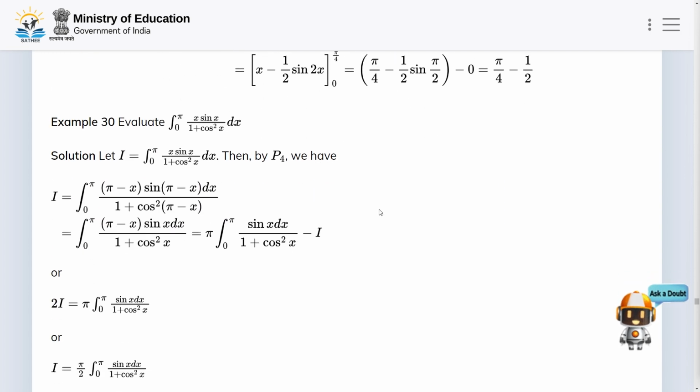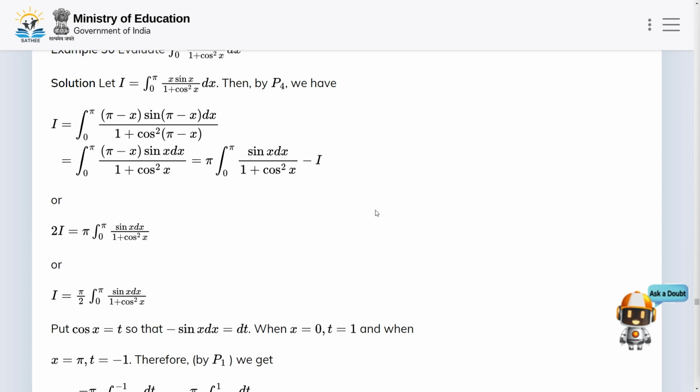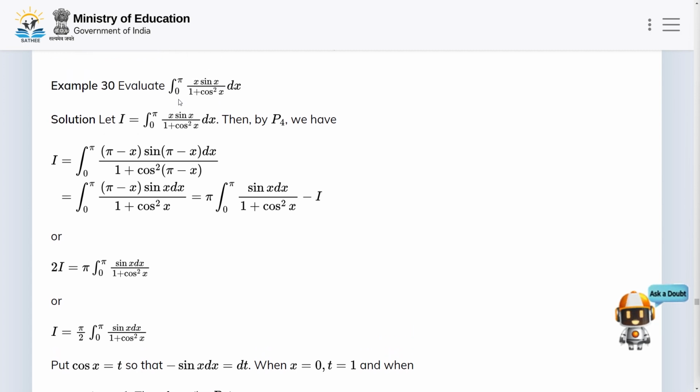Okay, clear. Now problem example 30. Evaluate the definite integral from 0 to pi of x sin x dx divided by 1 plus cos square x. Okay, so use property P4. So wherever x is written, you just replace it with pi minus x. So I will be the same as the definite integral from 0 to pi of (pi minus x) sin(pi minus x) divided by 1 plus cos square(pi minus x).